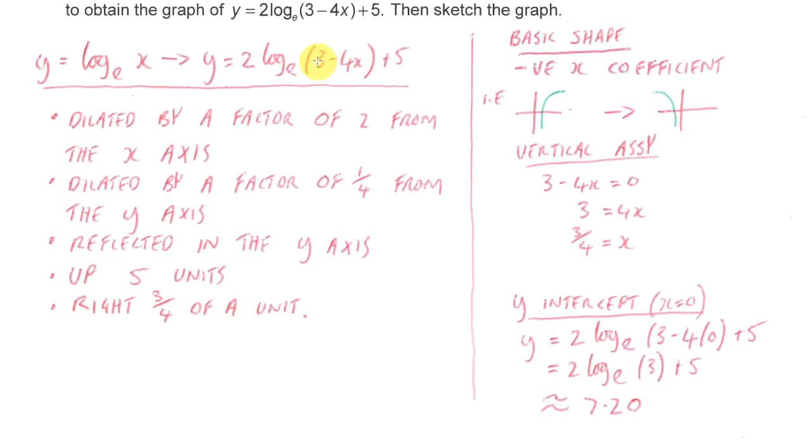And now what I do is take what's inside this bracket, make it equal to 0 and solve for x. So 3 minus 4x equals 0, 3 equals 4x, 3 quarters equals x, and that's positive 3 quarters. So I'm shifted right 3 quarters of a unit. And of course right is positive along the x-axis.